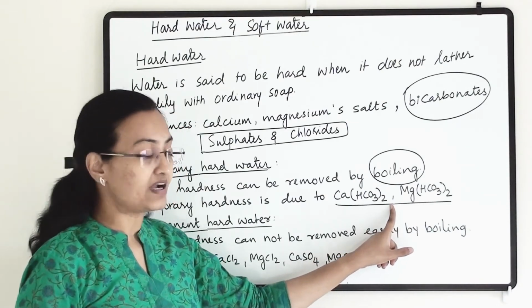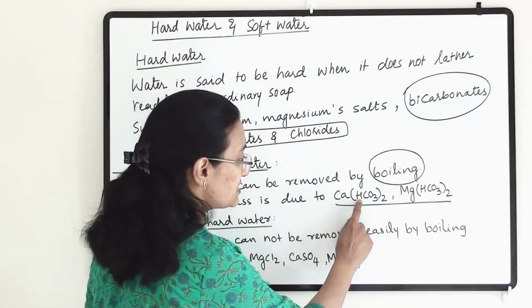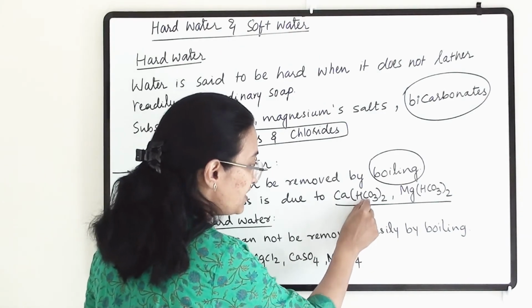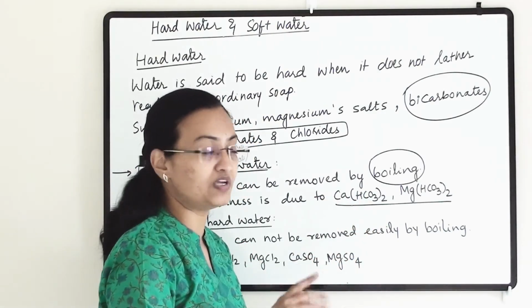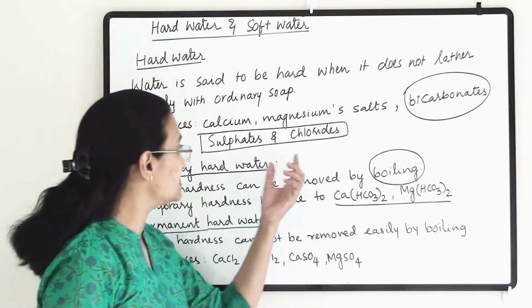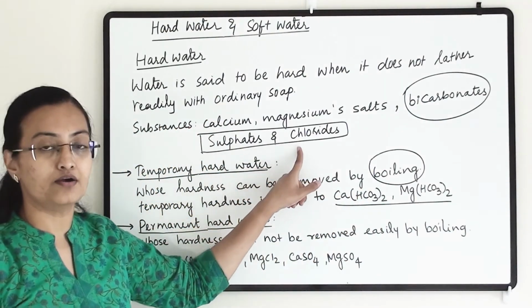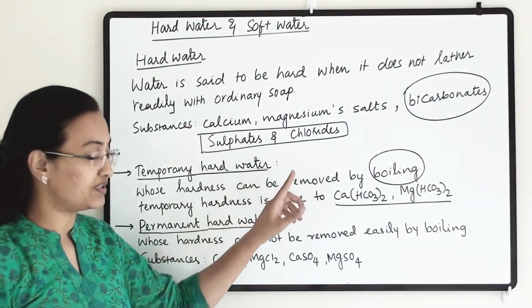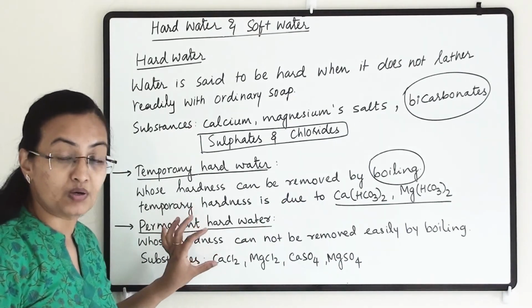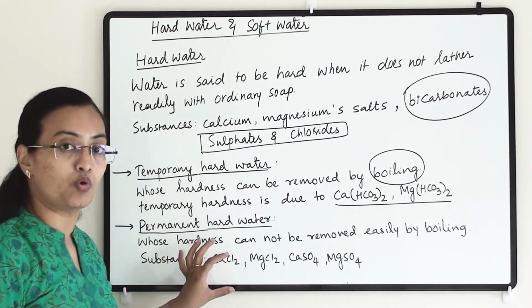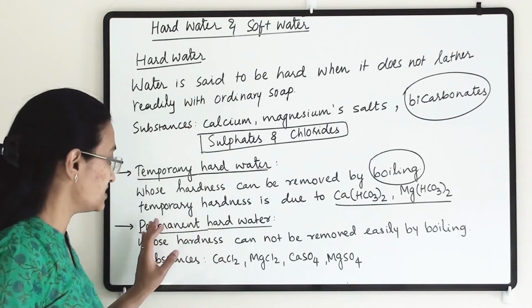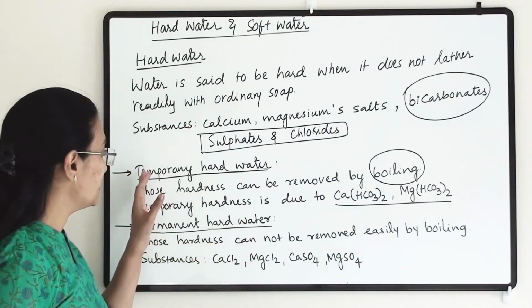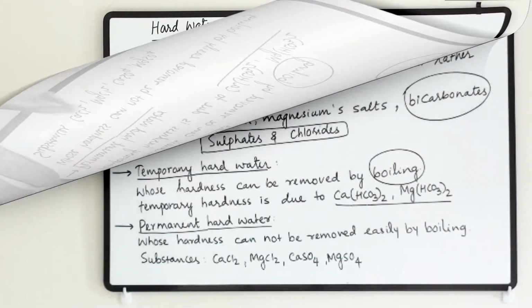What is the reason behind that? Because here, as you can see, bicarbonate and carbonate are there along with that, so that will be removed via boiling, whereas these chlorides and sulfates are hard to remove via boiling. So that's why this permanently remains in the water. We cannot remove it. That's why it is named permanent hard water, and this is temporary hard water.